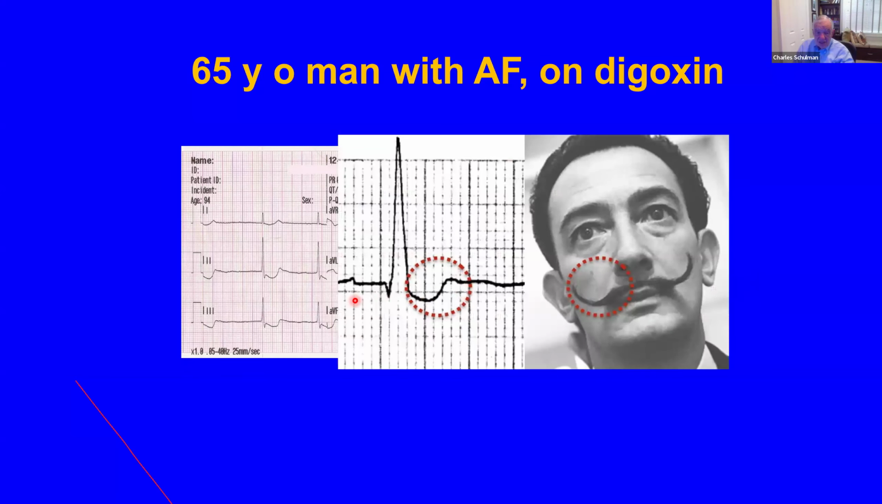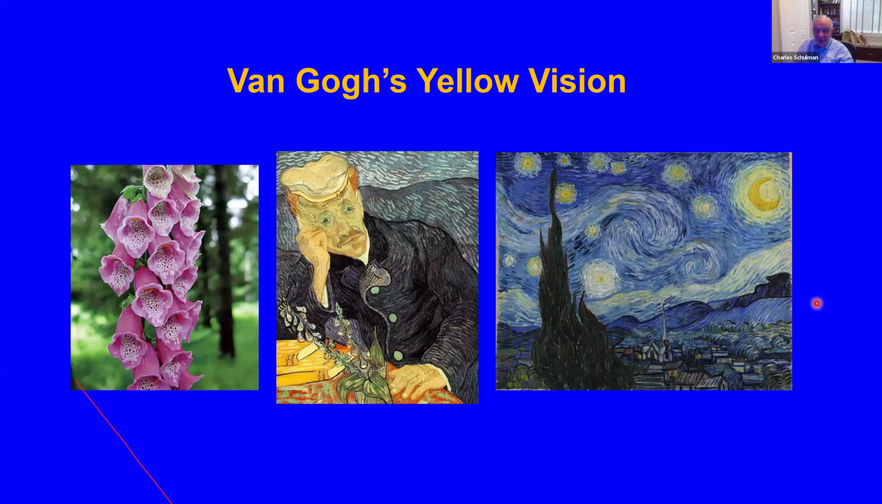All right, the ST depressions are similar to Salvador Dali's mustache, as noted here. And so finally, we have Van Gogh's yellow vision. Vincent van Gogh, the 19th century artist, painted this picture of himself looking very yellow.